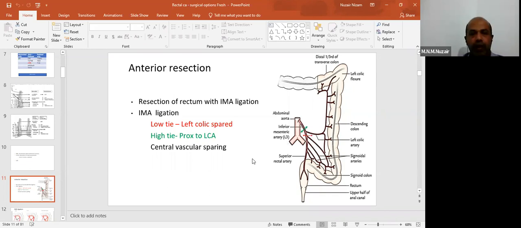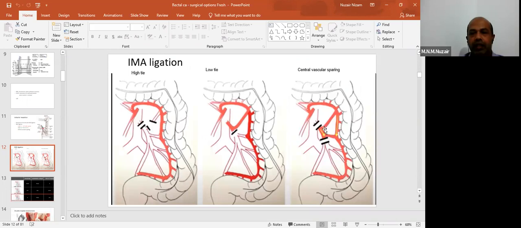There is one more thing, a thing called central vascular sparing as well. High tie will give you more length of the bowel, so you can go down the pelvis and anastomose easily. But its disadvantage is that the blood flow to the distal end of the colon where you are going to anastomose will be less. So this is what we call central vascular sparing. Probably high tie and low tie you all know.